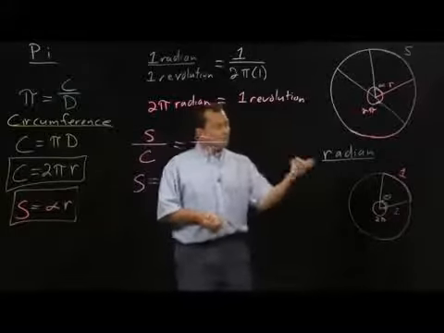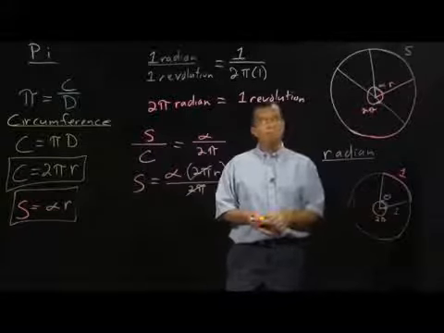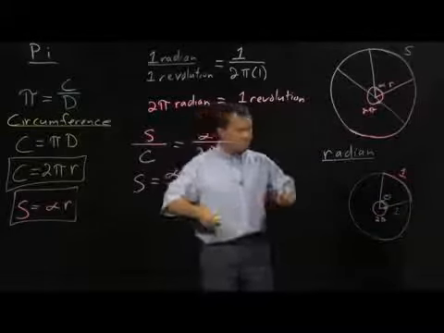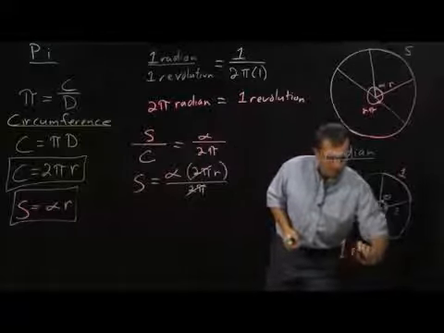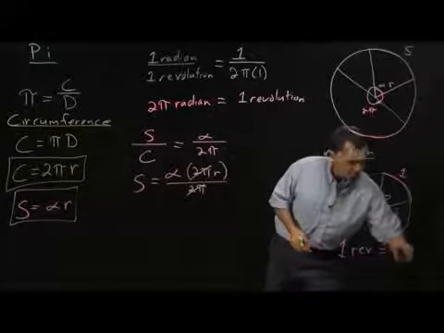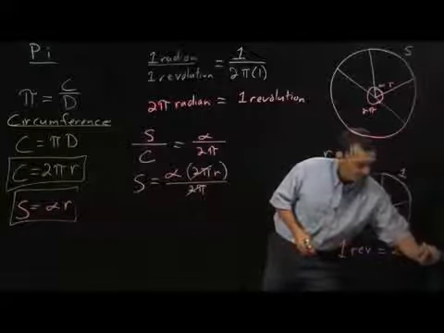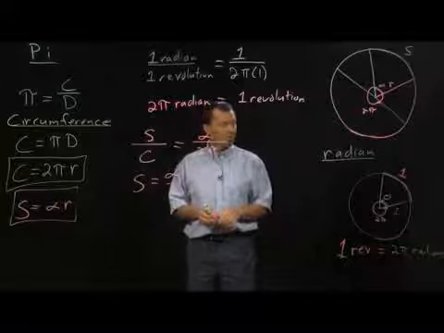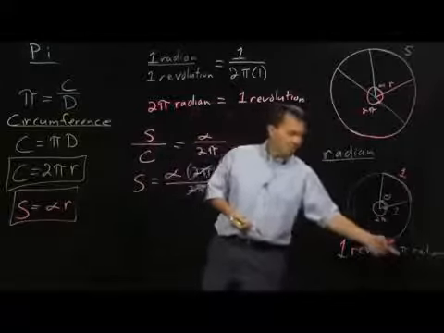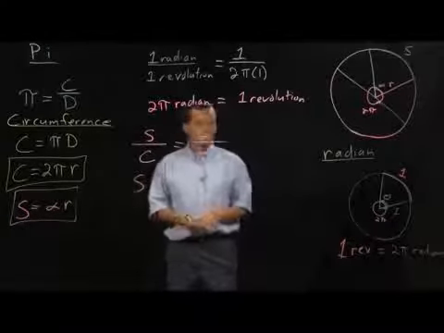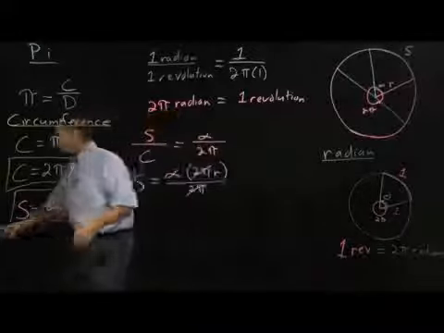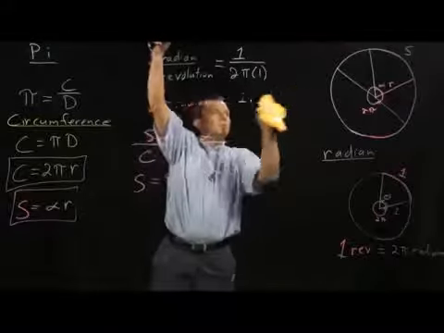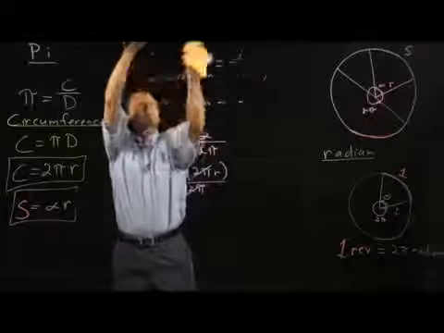So we just have to remember in radians, 1 revolution is the same as 2 pi radians. And I'll go ahead and write this down here. 1 revolution is 2 pi radians. Now, technically, radians have no units. So anytime you see values with no units on them, you just have to remind yourself that that is the radian measure.